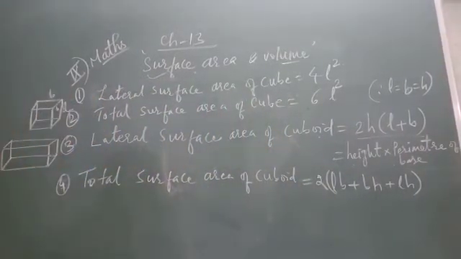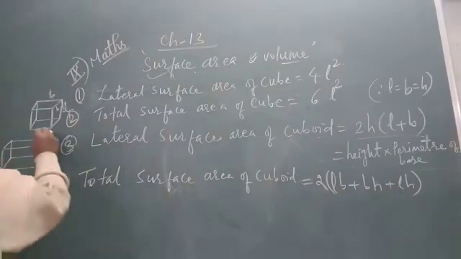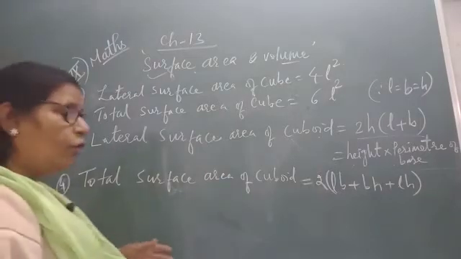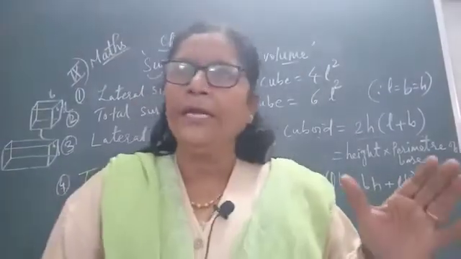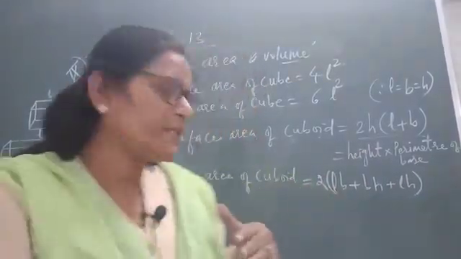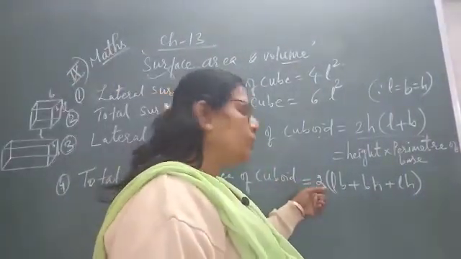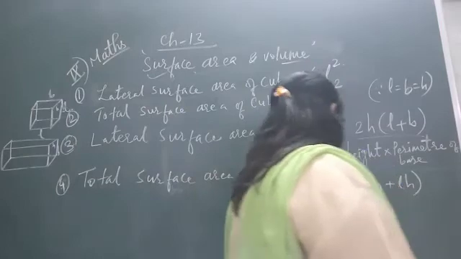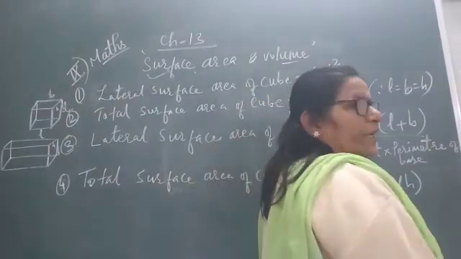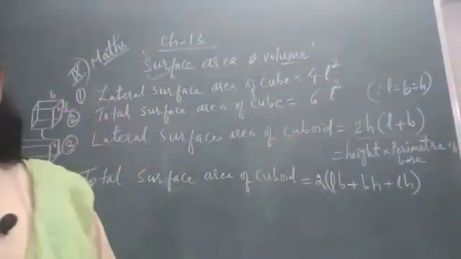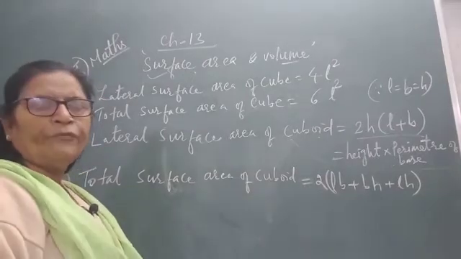Now same figure, cuboid. This is length, this is breadth and this is height. Now total surface area of the cuboid. Total surface area means it includes all the four sides, bottom and top, total 6 sides. So the formula to find the total surface area of the cuboid is 2 into bracket LB, length into breadth, plus breadth into height plus length into height. This formula we apply for total surface area of cuboid.